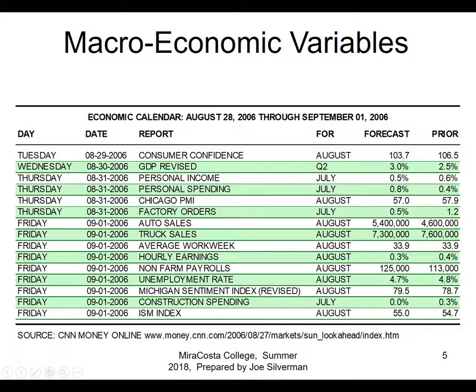So this is a good time in the U.S. economy. This is before the housing bubble burst, so 4.7% unemployment. That's pretty low. Today we're doing even better than that. And then some other macroeconomic variables. Again, I'm not going to test you on this. I just want you to get a sense of what we're talking about when we talk about macroeconomics.